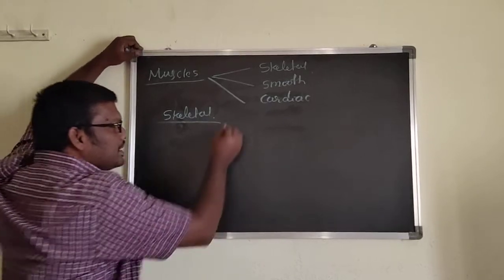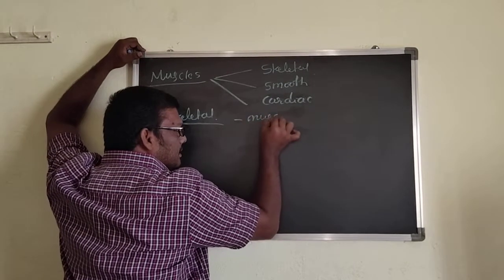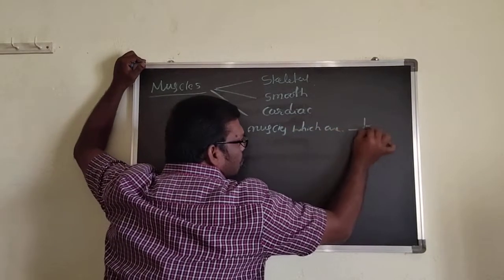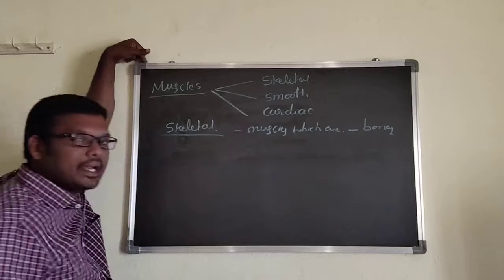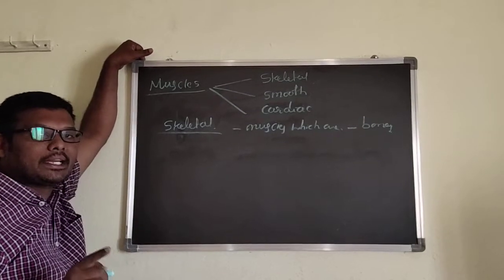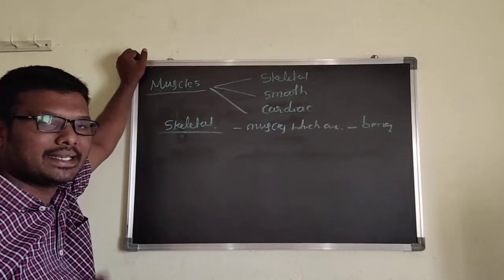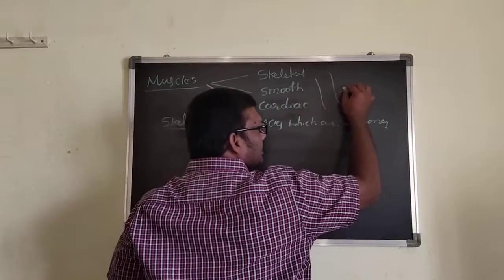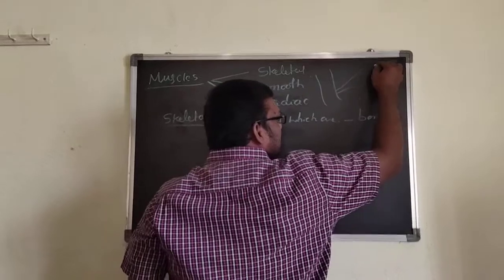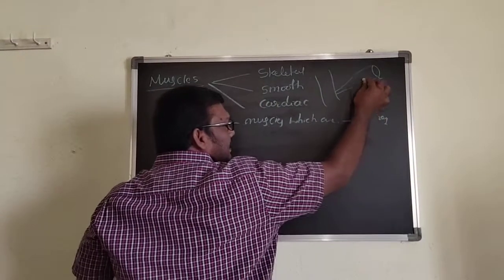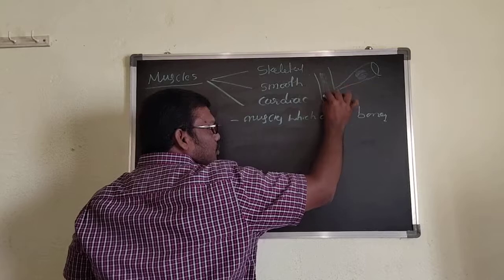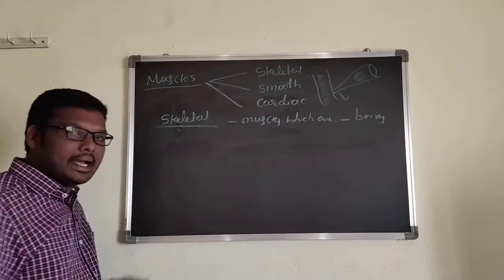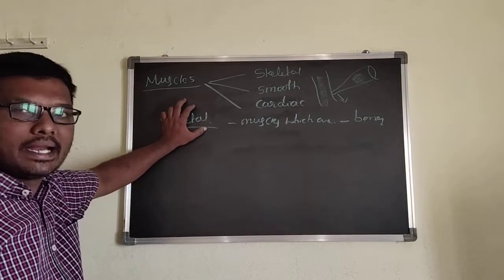Skeletal muscles are the muscles which are attached to bones by a connective tissue. That connective tissue is called a tendon. This one is the bone, and this one is a muscle. The muscle which is attached to bone by a connective tissue called a tendon is called a skeletal muscle.